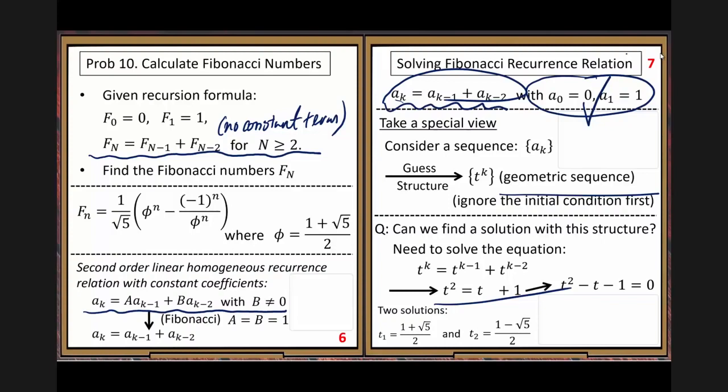Here, the conclusion is that T1 gives us one solution sequence, and T2 gives us another solution sequence, right? Do you agree with that? Do you agree we get two solutions, with two different sequences as the two solutions? This conclusion is important.